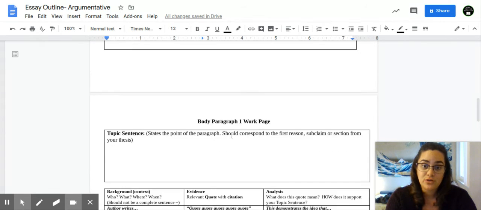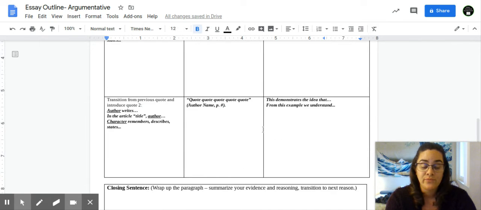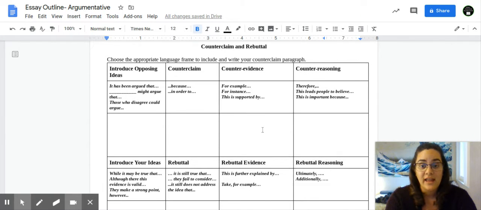Then you're going to skip ahead. Normally we would do 2 body paragraphs in 1 essay, but this time around we're just going to do 1. So then at the end, you're going to include a counterclaim and a rebuttal. So you need 4 pieces of evidence in this essay instead of your usual 6.